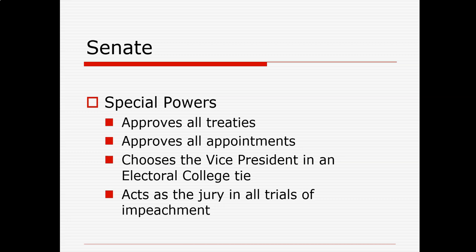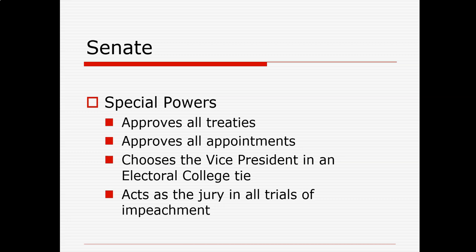The Senate chooses the Vice President in an electoral college tie. Remember, the House of Representatives elects the President in case there is a tie in the electoral college. The Senate is in charge of electing the Vice President if there is an electoral college tie.